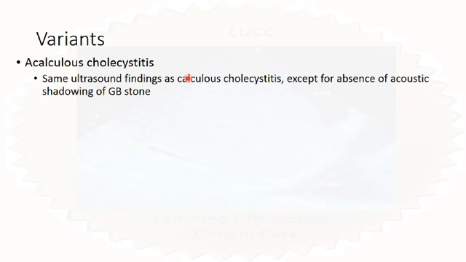So this brings us to some of the variants of acute calculous cholecystitis. Acalculous cholecystitis is the presence of cholecystitis, but without any stones. So you have virtually the same ultrasound findings as calculous cholecystitis, but you will not have any stones or the acoustic shadowing of stones. Typically these patients will have a very, very large gallbladder. As I said before, it's unusual to have a gallbladder that's more than 10 by 4 centimeters.